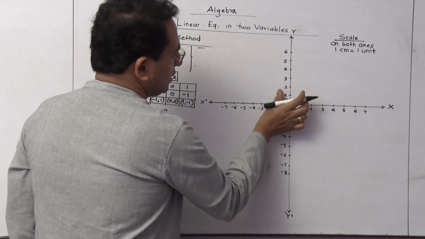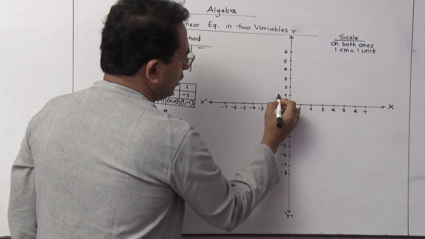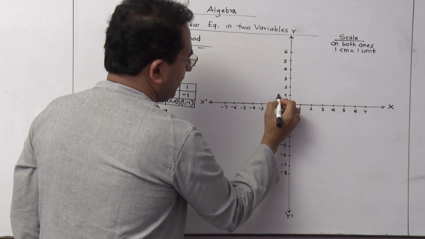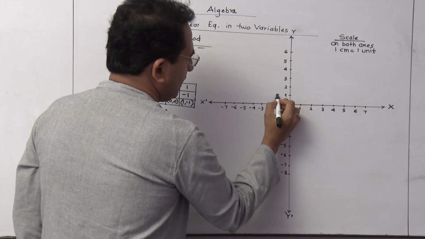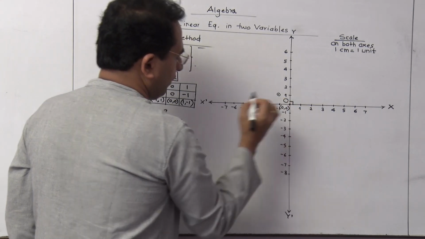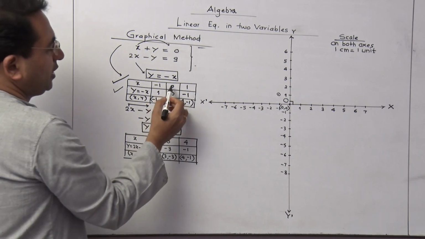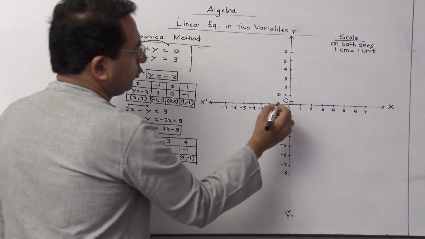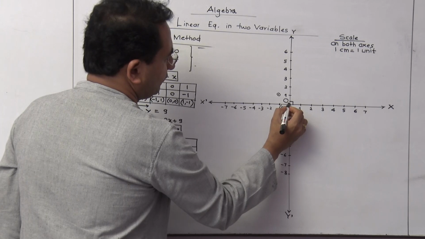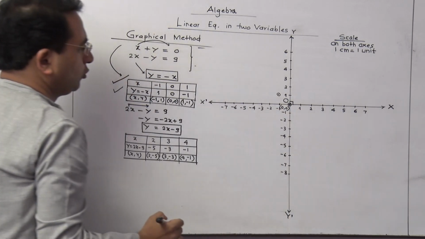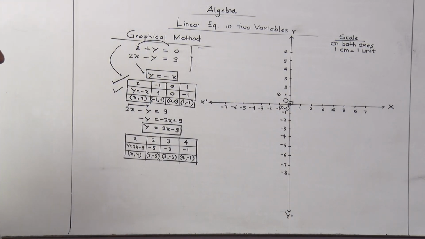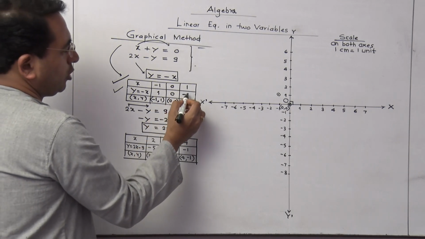What you have to do is, once you plot the point, make a dot and draw a small circle around it. So this is the selection of the point. Second point is 0, 0. We don't have to plot it. It is already there on the graph. That is going to be 0, 0. And next one is 1, -1.